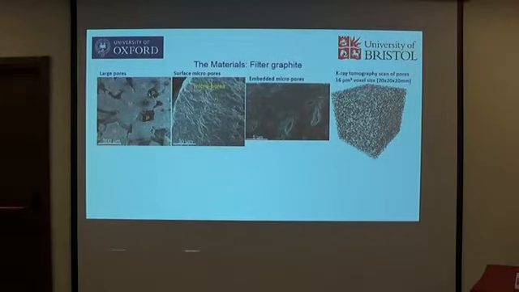If I look at filter graphite, this is a graphite which is simpler than the nuclear graphite. It doesn't have the onion particles. So this is an optical image. You can see the matrix. Those are the big pores in it. The porosity in this filter graphite is about 52% in volume.